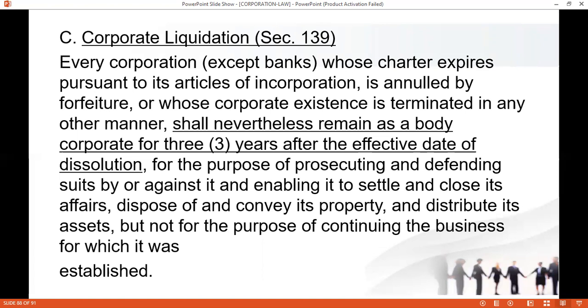Pero hindi ka na pwedeng magbenta or mag-conduct ng business affairs. Ang kailangan mo lang sa 3 years is dapat ma-wind up mo and then ma-liquidate mo siya, mabayaran lahat ng utang, makasuhan lahat ng kasuhan, makollect lahat ng mga receivables, and then ma-distribute lahat ng mga shares, no, to the stockholders.